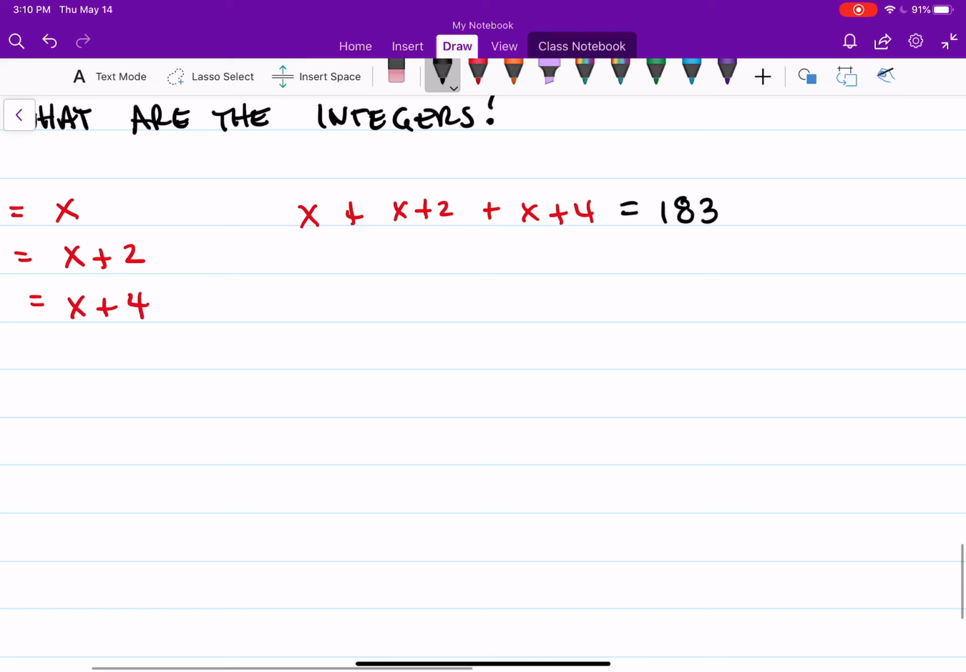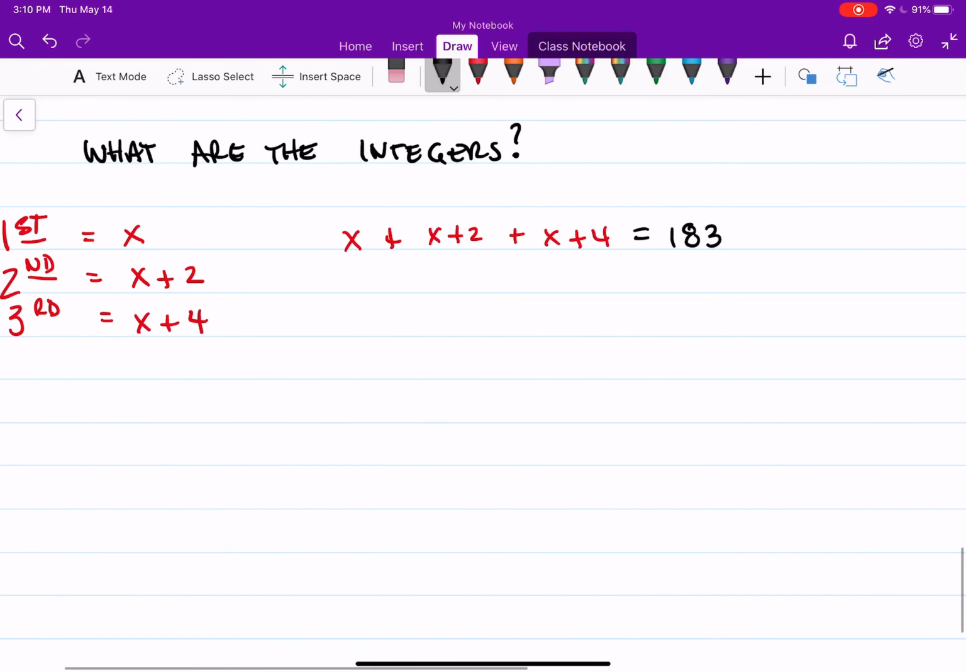These are equations you've done before. You want to combine like terms, because I have 1, 2, 3 x's. So 3x plus 6, and that's equal to 183. Then I need to get rid of the 6. So 183 minus 6, so I get 3x is equal to 177. Then I've got to divide by 3, so x is equal to 59.